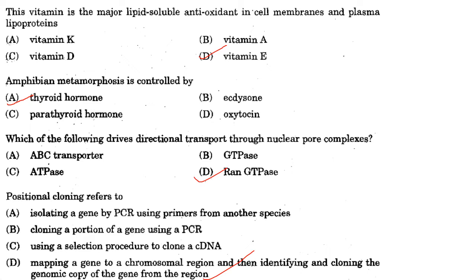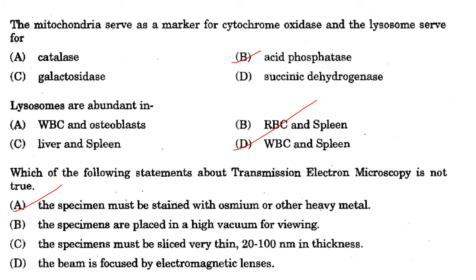Then positional cloning refers to mapping a gene to the chromosomal region and then identifying and cloning the genomic copy of the gene from the region. So answer is option D. Then next one. The mitochondria serve as a marker for cytochrome oxidase and the lysosome serves for acid phosphatase. Answer is option B. Then lysosomes are abundant in WBC and spleen. Answer is option D.